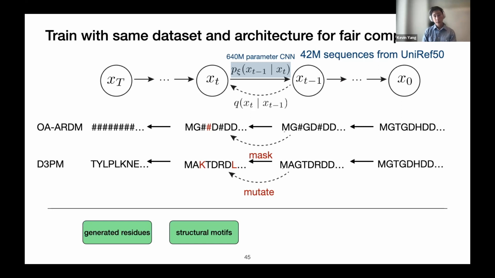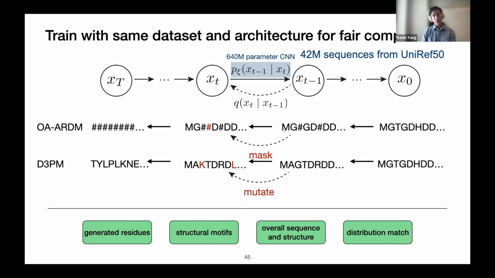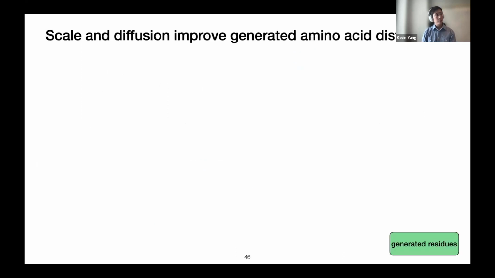When we find structural motifs in things we generate, how do the overall sequences and structures look? How realistic are they? How valid are they for some computable metric for validness? And how well do we match the natural distribution? But first, we find that bigger models and diffusion instead of the baselines improve the generated amino acid distribution.